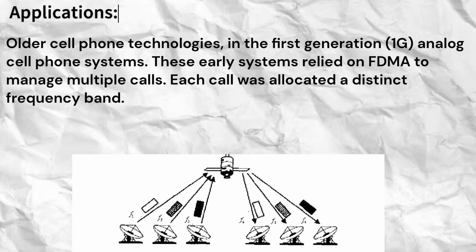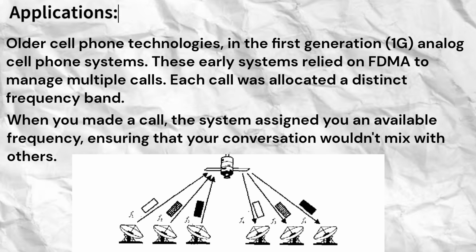analog cell phone systems. These early systems relied on FDMA to manage multiple calls. In this setup, each call was allocated a distinct frequency band. When you made a call, the system assigned you an available frequency, ensuring that your conversation wouldn't mix with others.